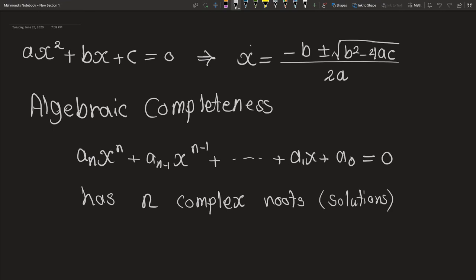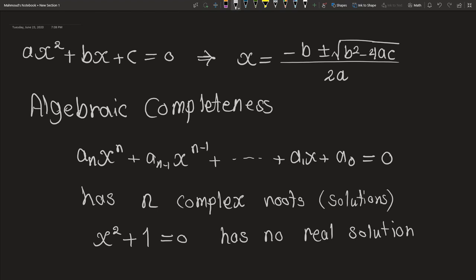This property was not valid for real numbers, as we can immediately tell that x squared plus 1 equal to 0 has no real solution. So we see the usefulness of complex numbers, or the immediate benefit, is to be able to provide meaningful solutions, as we shall see later, to polynomial equations.